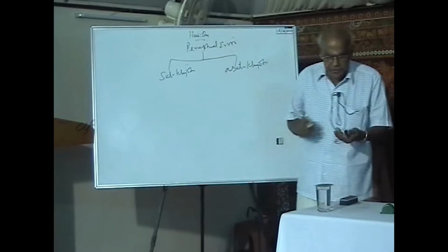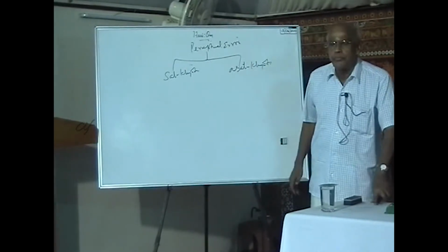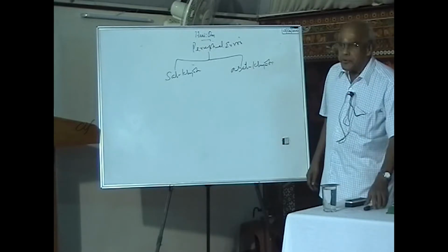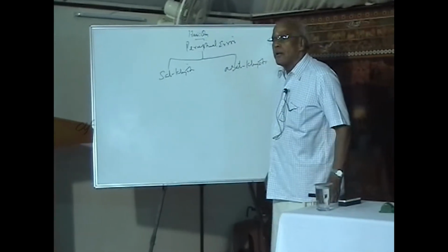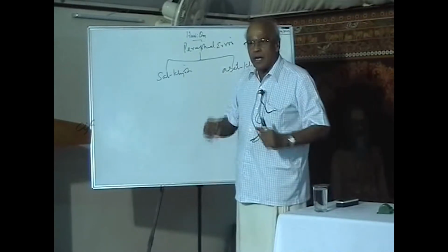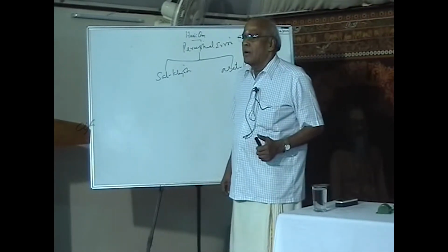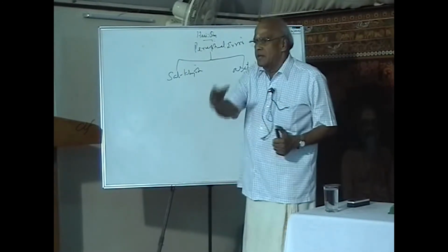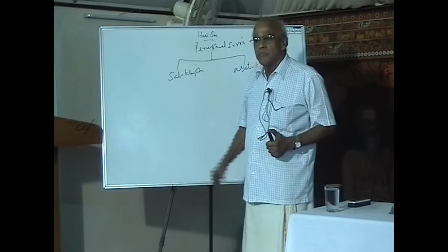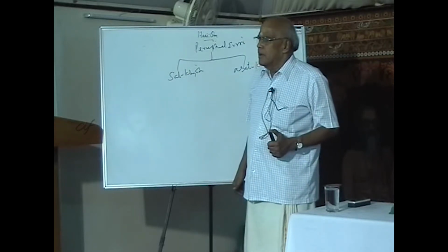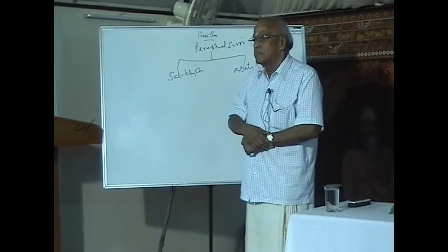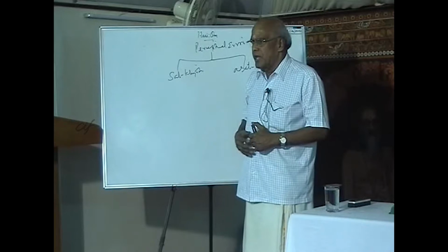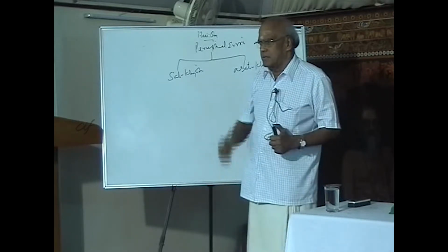How does this division start? The question is, in perceptual error, some object is mistaken for something else. Shell is mistaken for silver. The object in front is only shell, just a rope. Rope is mistaken for snake.